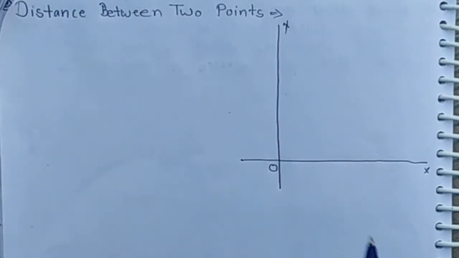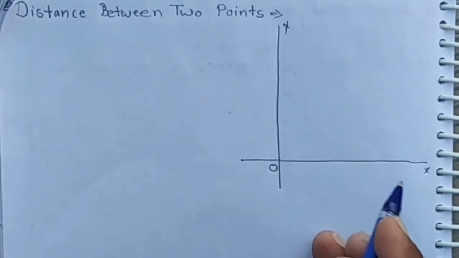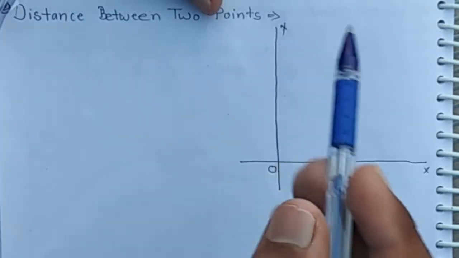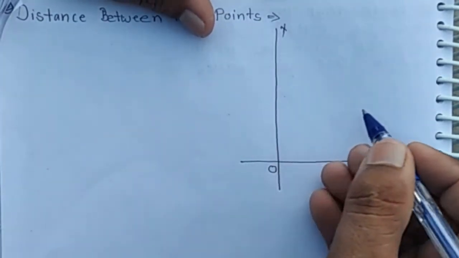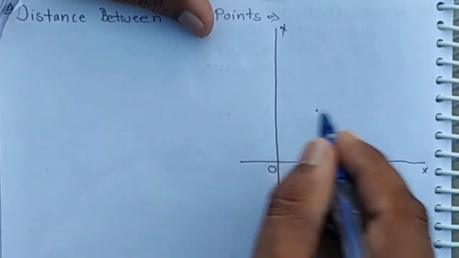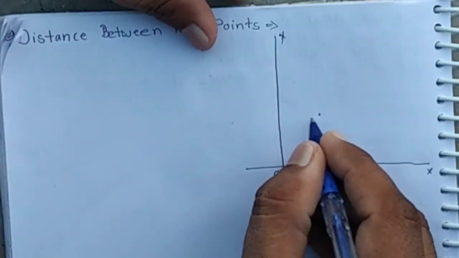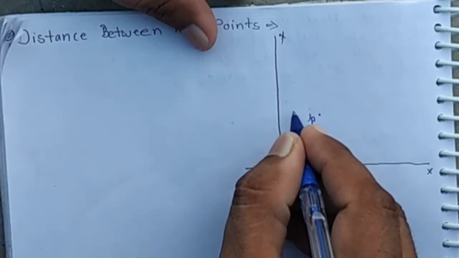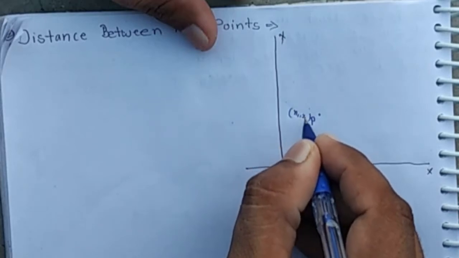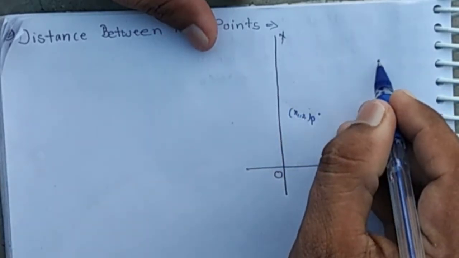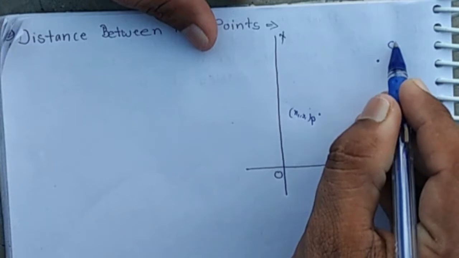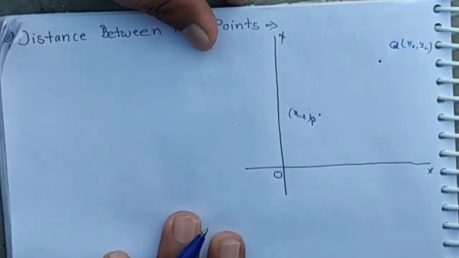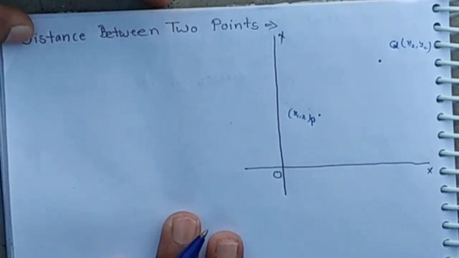Today we are going to start exercise 6.2, and the first topic is distance between 2 points. Let P and Q be 2 points. P is (x1, y1) and Q is (x2, y2), and we have to find the distance between these 2 points.